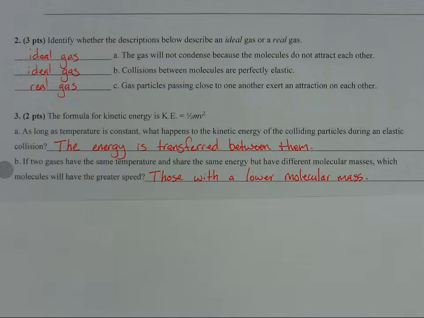Number 3. The formula for kinetic energy is KE equals 1/2 mv squared. That's according to the fifth assumption of the kinetic molecular theory. It states that the velocity, the speed, the kinetic energy of a particular sample of gas is dependent on its temperature. That is the equation that represents that.